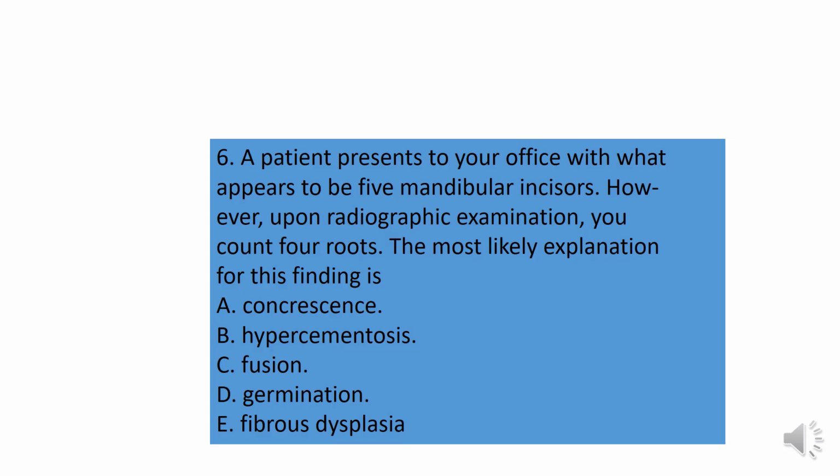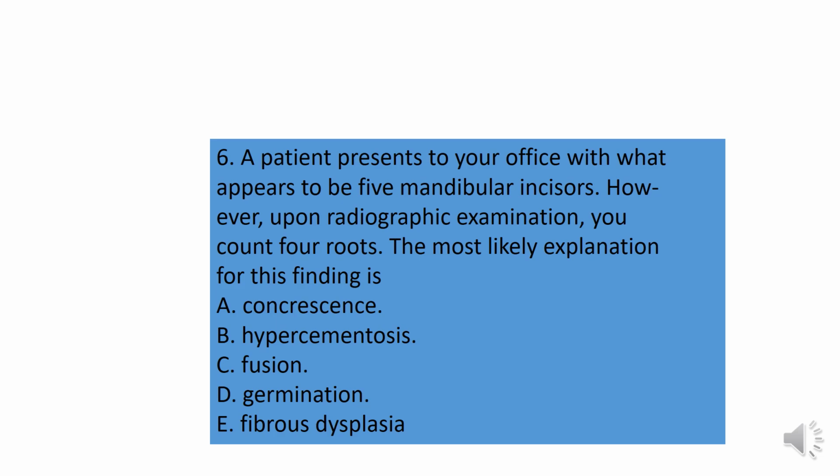Basically people get confused between concrescence and hypercementosis. Hypercementosis is extra deposition of cementum, whereas concrescence is the joining of teeth at the cementum level. And in fusion, there is one tooth missing, whereas in gemination there is a split.